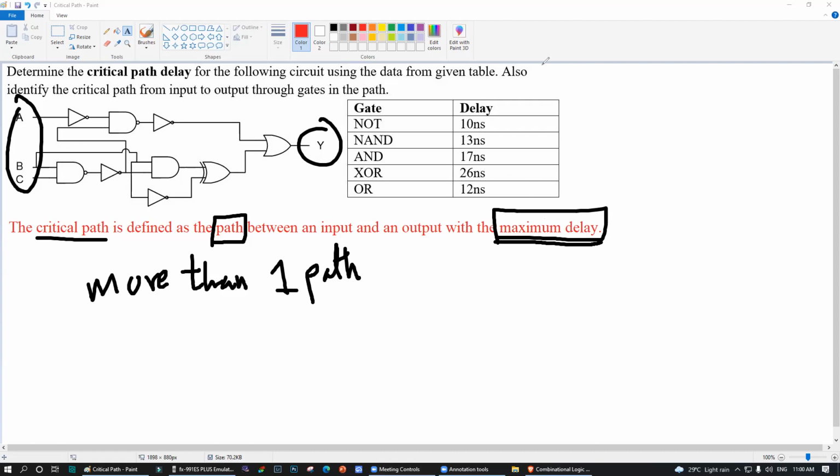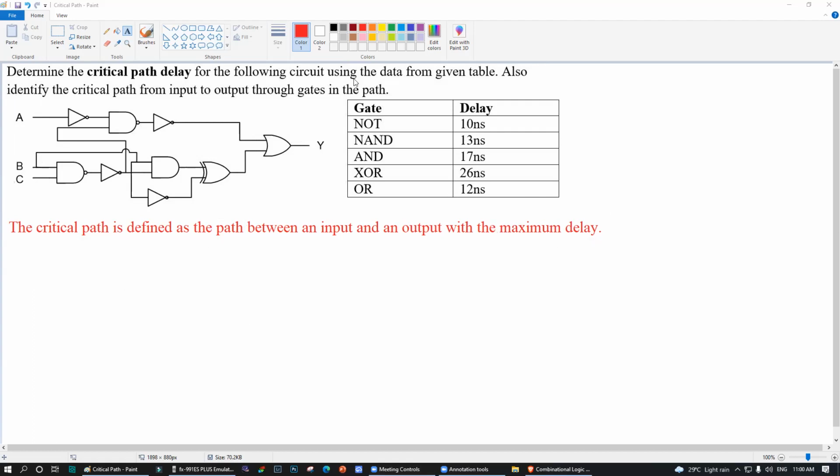Now I am showing you what this actually is. Here, look at this one, everyone. On this side, you can have this path. One is through a NOT gate, NAND gate, NOT gate, OR gate, right? This is path number 1.